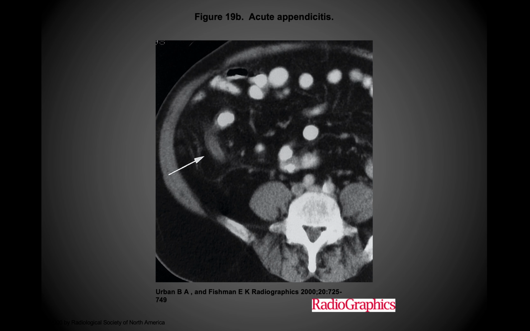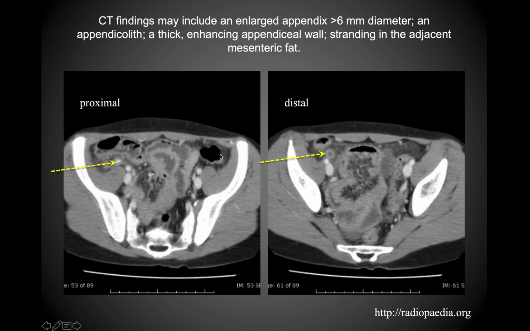Here's another example of acute appendicitis. So you can see the appendix is enlarged and inflamed in this case. And then finally, in this one you can see an example of a proximal versus a distal view of the appendix in the same patient. And so here you see that contrast enhancement around the darker lumen, though you also see some enhancement in the more proximal part of the appendix there as well.